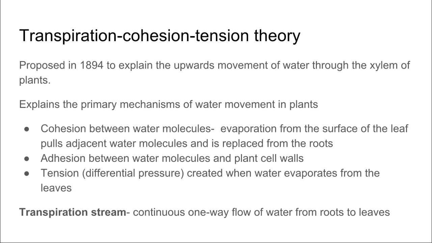The water molecules that are evaporated from the surface of the leaf cause a connected chain pulling water molecules from the roots, and it is constantly being replaced because of this cohesion. There is adhesion between water molecules and the plant cell walls, which causes the water not to go back down, so it's a continual stream. And then we see the tension, also known as a differential pressure, and this is created when the water evaporates from the leaves.